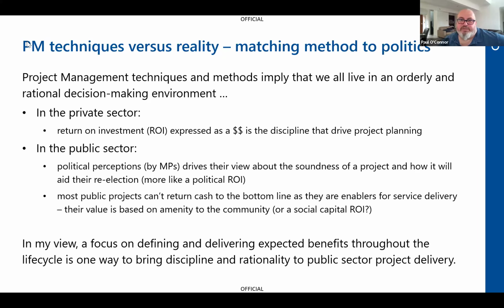Most MPs, the focus of an MP is to get re-elected. I'm not saying that in a nasty way. That's the nature of their job. They're elected by the people. They want to do things for the people that will make them get re-elected so they can keep representing the people. That's the fundamental driver of the relationship.